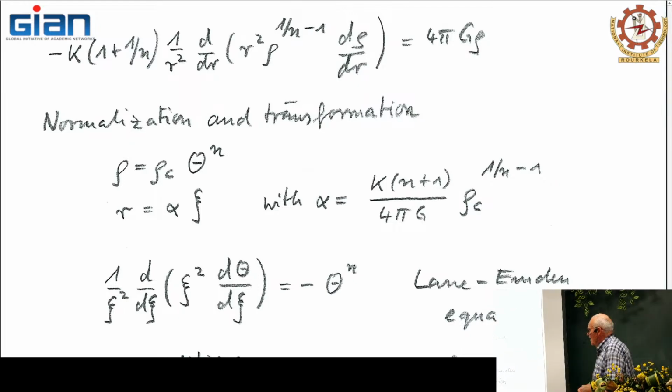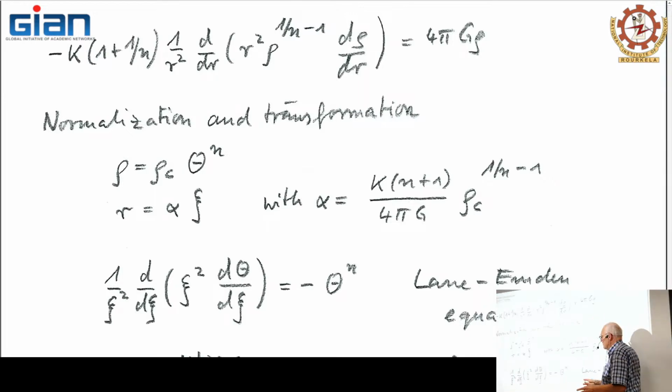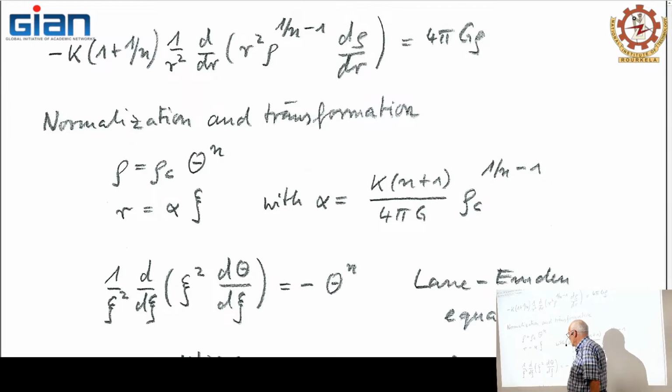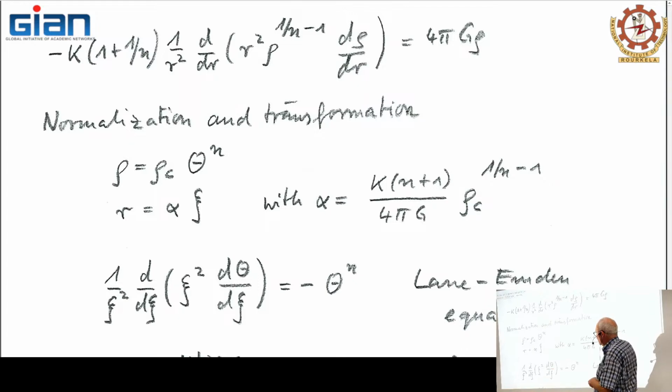Well, we have the radial part of the Laplacian operator, which looks similar to the original Laplacian operator in terms of radius. Now it's in terms of the dimensionless quantity psi. It's 1 over psi squared times the derivative with respect to psi of psi squared times d theta by d psi. So this is simply the Laplacian in terms of the transformed variables theta and psi.